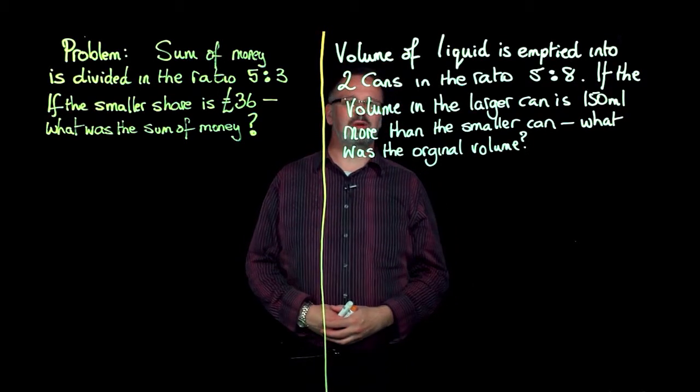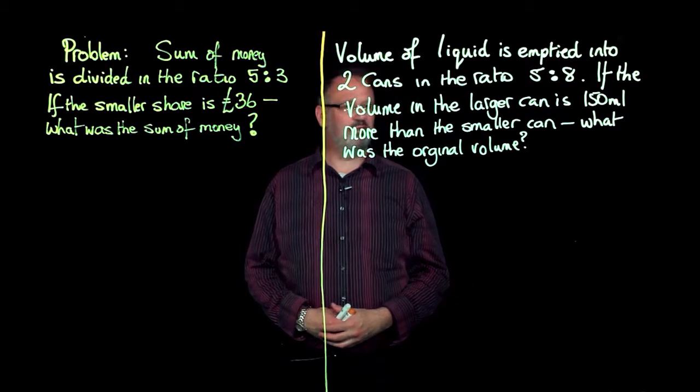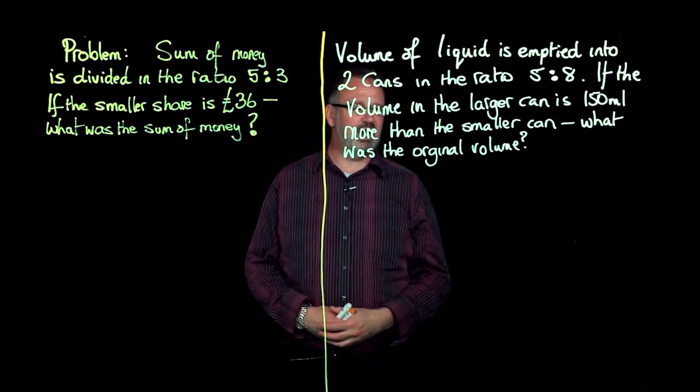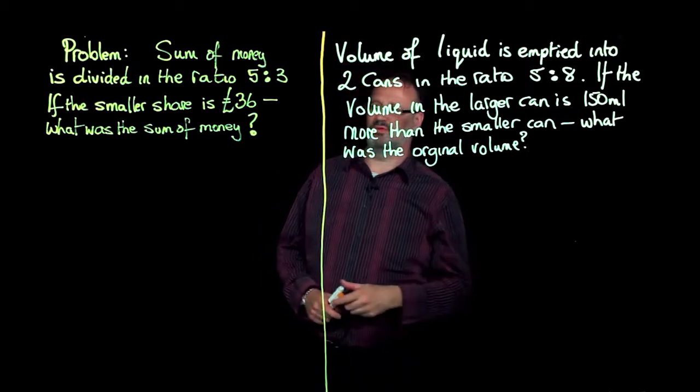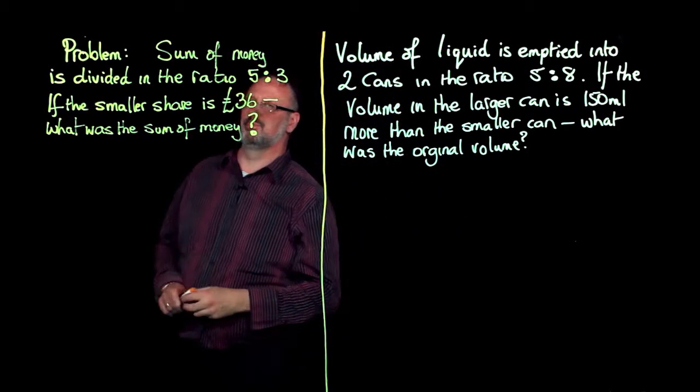The volume of liquid is emptied into 2 cans, ratio of 5:8. The volume in the larger can is 150 ml more than the smaller can. What was the original volume? Let's turn to the money problem.